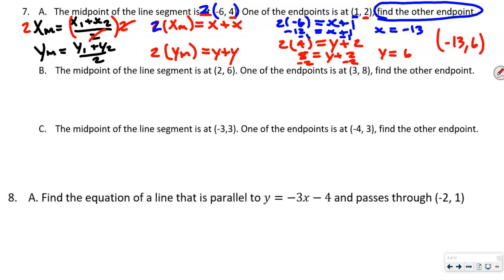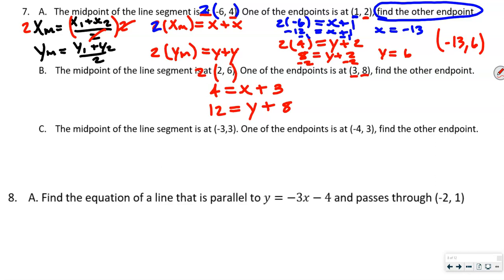So let's do this with the next one. Aren't we just going to now multiply this by 2? So 2 times 2 is 4. 2 times 6 is 12. This is going to be equal to x plus 3. This is going to be equal to y plus 8.